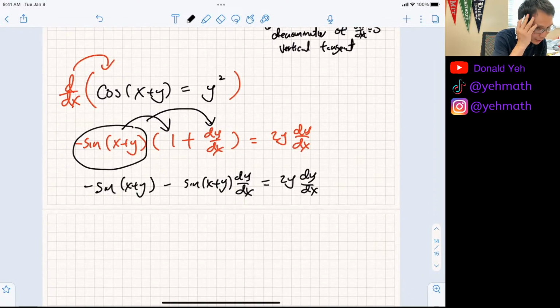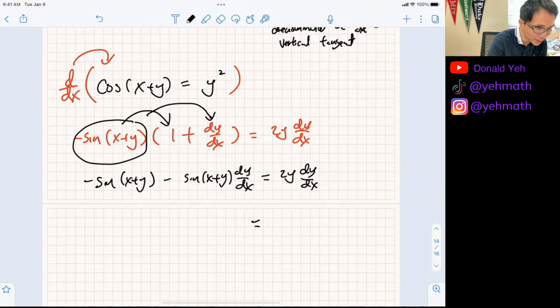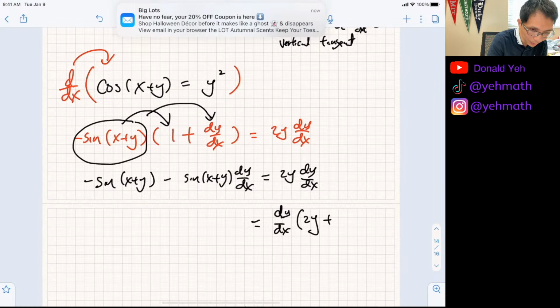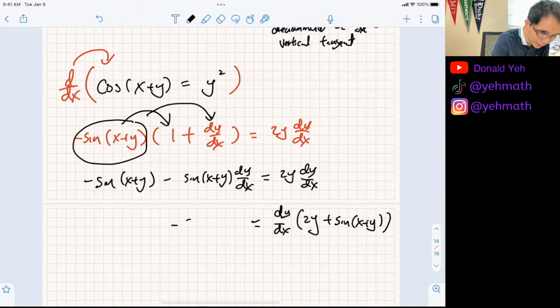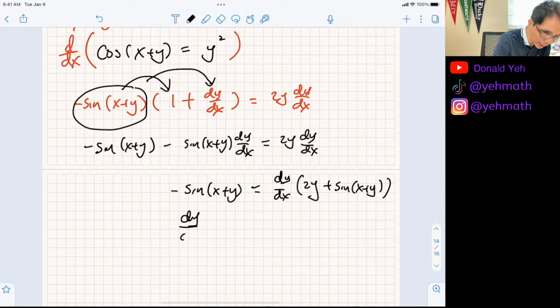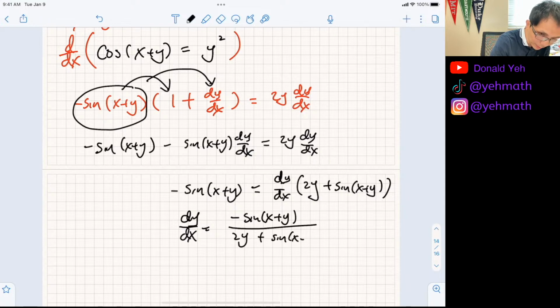Now I'm going to get the dy dx term on the right hand side, just because this case is much easier, because I don't have to deal with a negative sign. So I'm going to get dy dx times 2y plus sine of x plus y. Does that make sense or no? And here it's going to be minus sine of x plus y. And I can solve for it. dy dx is equal to minus sine of x plus y over 2y plus sine of x plus y.